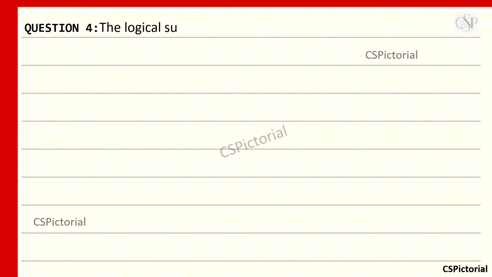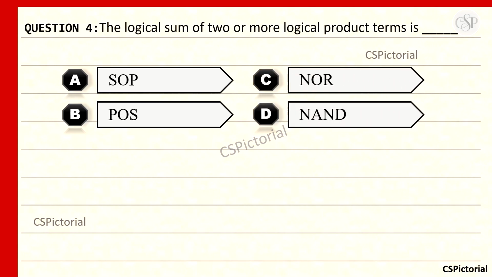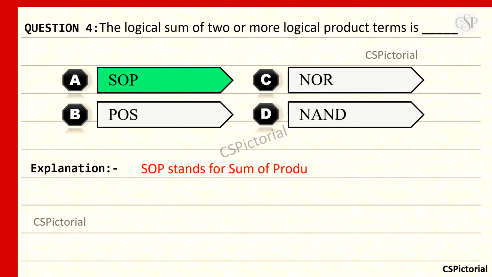The logical sum of two or more logical product terms is SOP, POS, NOR, NAND. The answer is option A, SOP. SOP stands for sum of products.